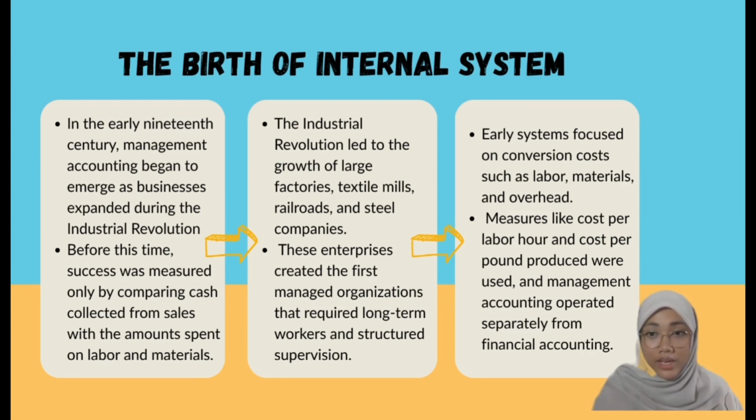Early management accounting systems were designed to measure conversion costs such as labor, material, and also overhead in order to evaluate efficiency. Measures such as cost per labor hour and also cost per pound produced were commonly used at that time. And at this stage, management accounting operated independently from financial accounting, as the two systems served different purposes.